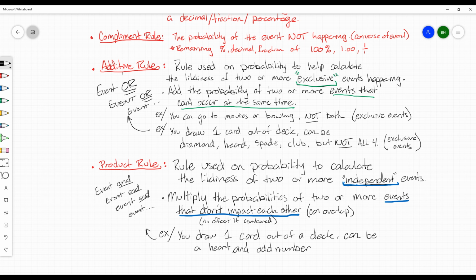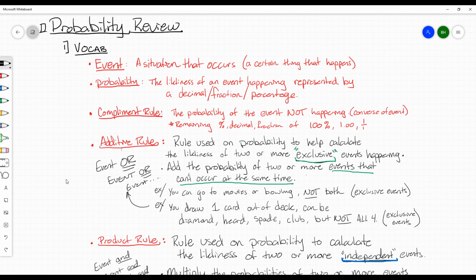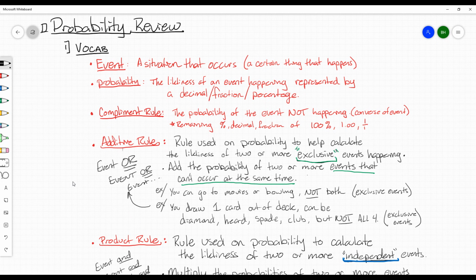What is up, team? During class today, we discussed the review for the skills quiz number 1, looking at just probability and what we've learned so far. This looks very messy, the screen. This is all stuff that we talked about in class.